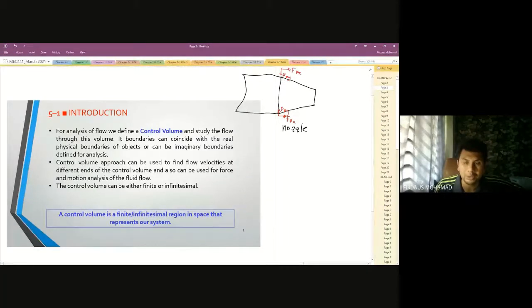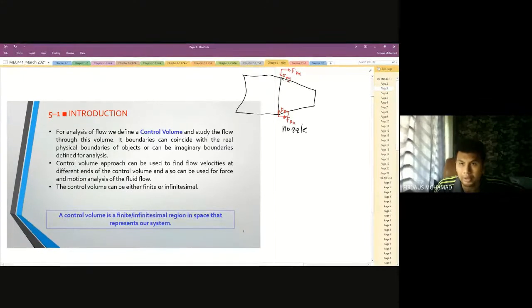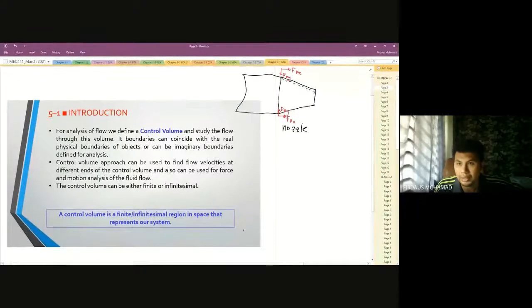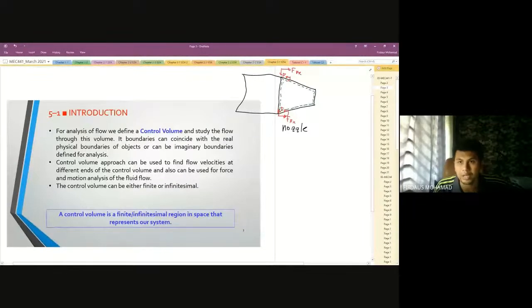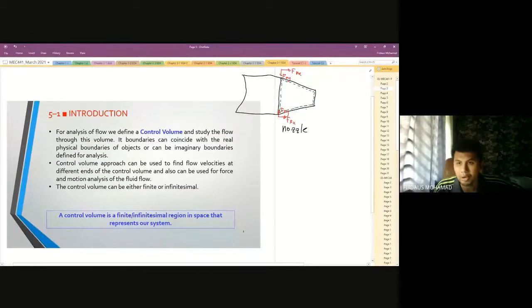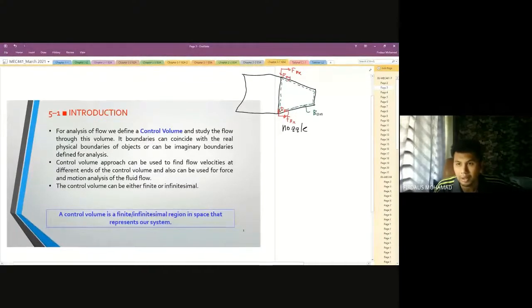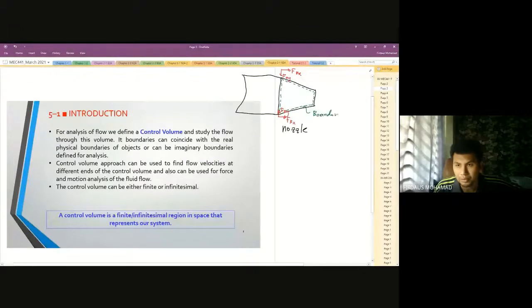Okay, so let's say we want to analyze what happened to the nozzle, so we can create the control volume. The green dash line here represents the control volume. Okay, so this is the control volume. Dalam control volume ni, this is the boundary yang kita panggil boundaries.